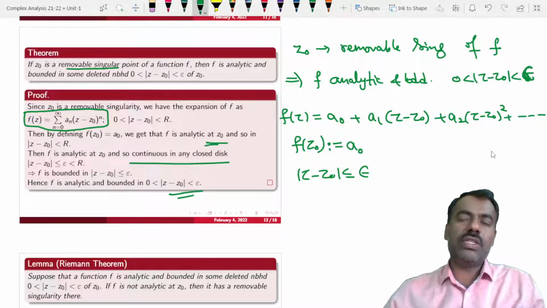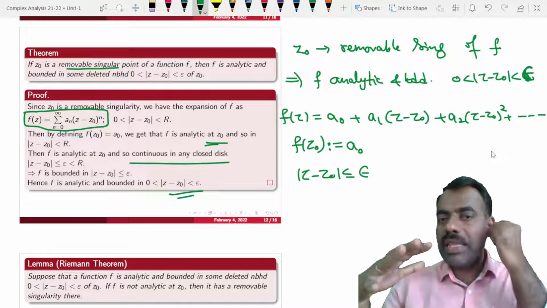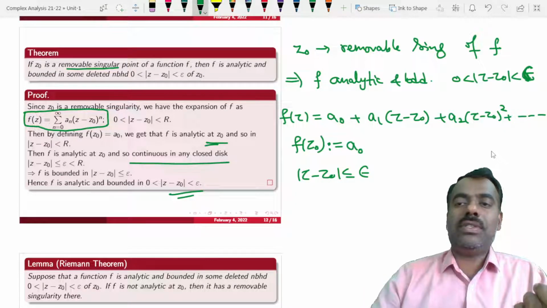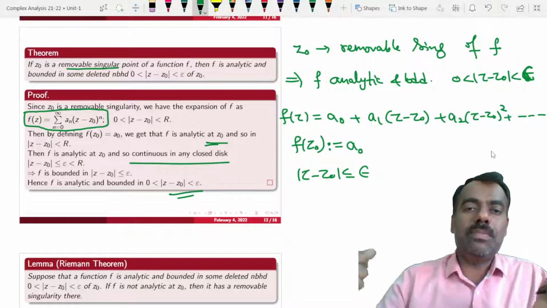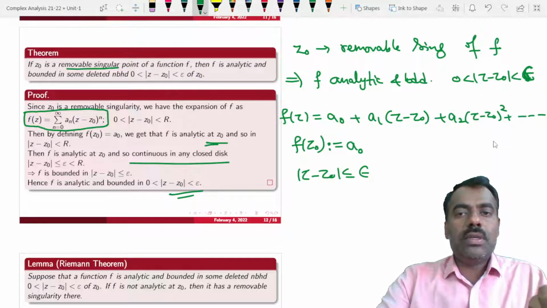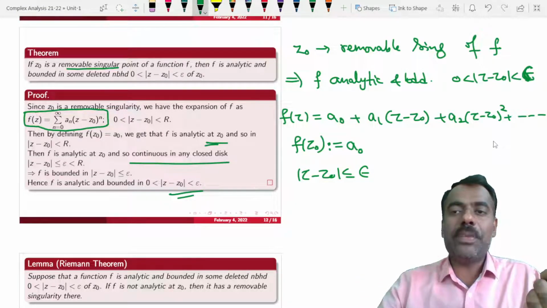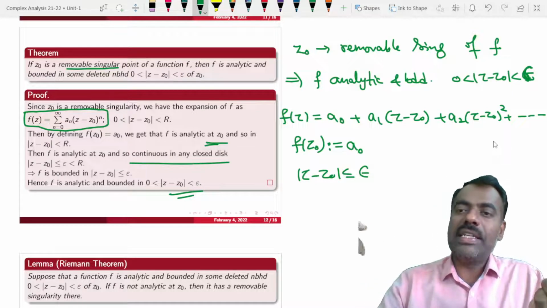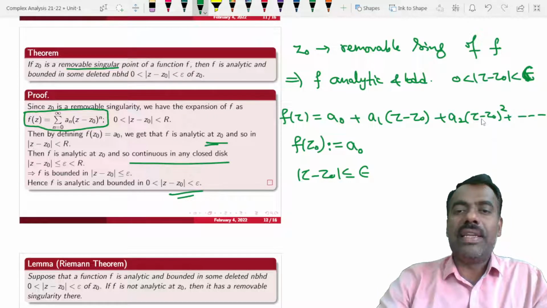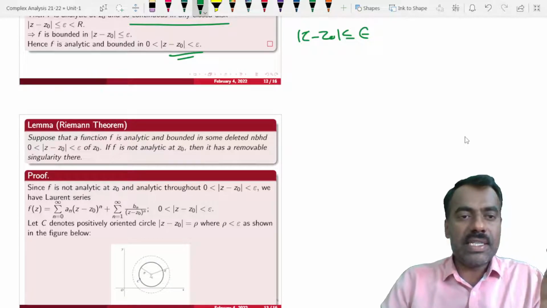That shows that whenever we have a removable singularity, then there exists a deleted neighborhood in which f is not only analytic, it is even bounded. So at poles, this f is very close to the point at infinity, and at removable singularities there is a neighborhood of z naught where f is analytic. Now we come to the last singularity, which is the essential singularity.